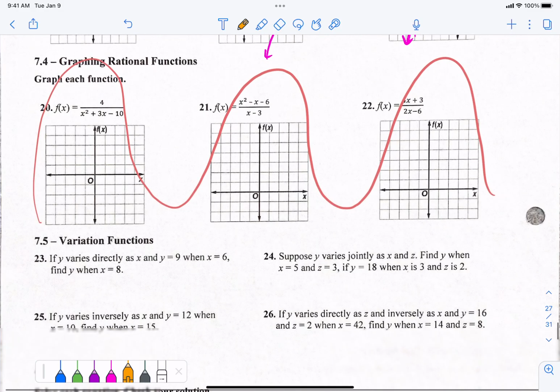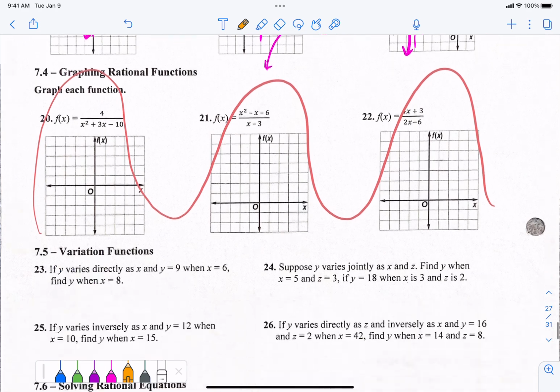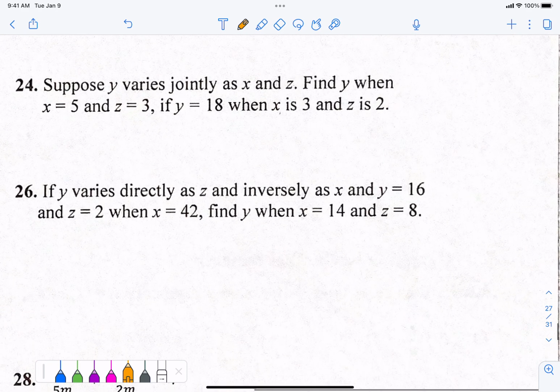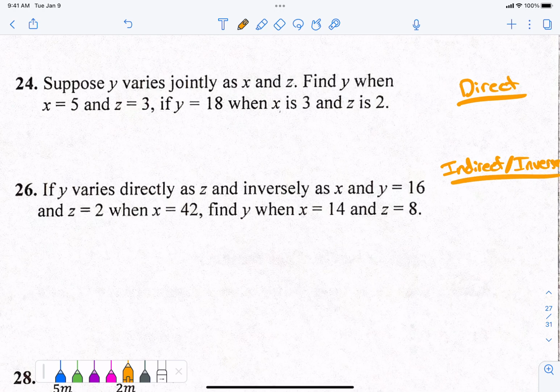Now we have variation functions. 7, 4, you can cross off 7, 4. So there's a big old fat chunk of graphs that we can just get rid of. Very nice. All right, 7, 5. To do this section, 23 through 26, we need our equations. We have direct variation. We have indirect variation, which they also call inverse. Write this down out to the side. Then we have joint variation. Do you remember what the last one was?